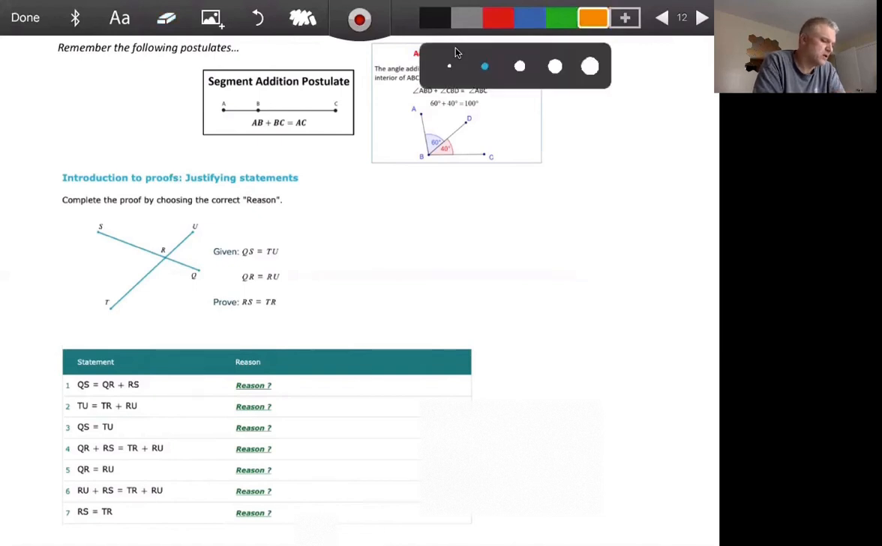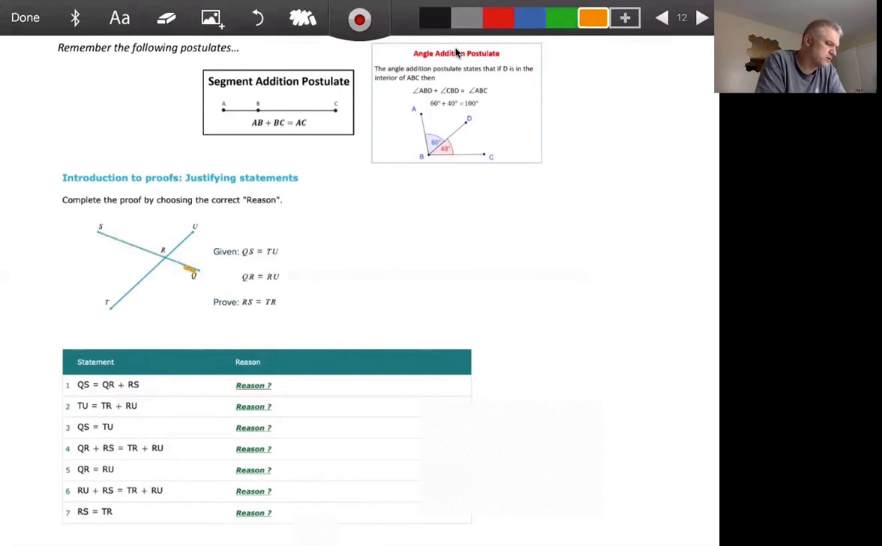Okay, so number 1, the length of QS, so QS is from Q to S, equals QR plus RS. Well, look at that. That looks exactly like the segment addition postulate. So the reason, and on Alex, you're just going to choose from a drop-down menu here. You're going to choose the segment addition postulate.